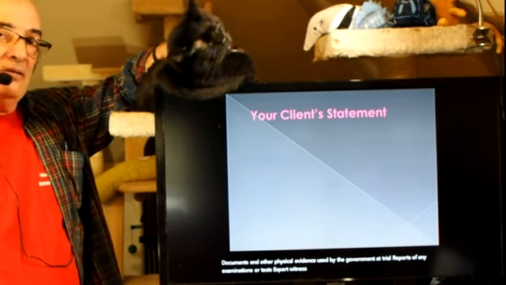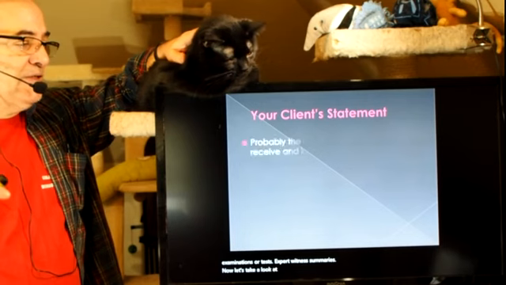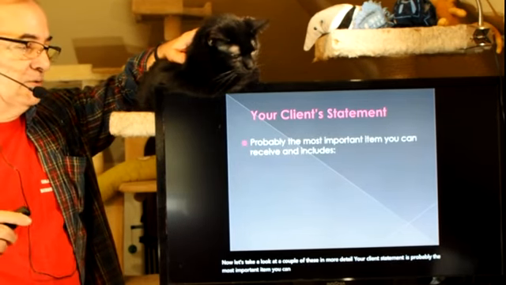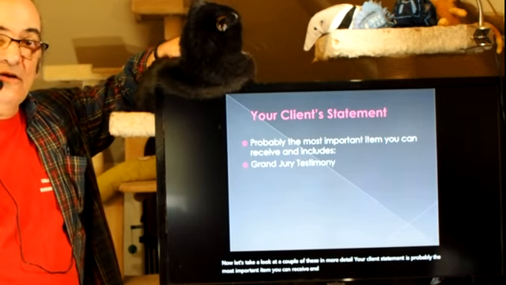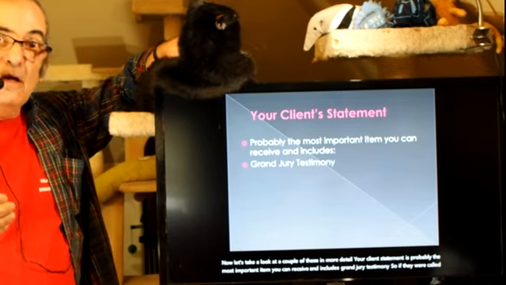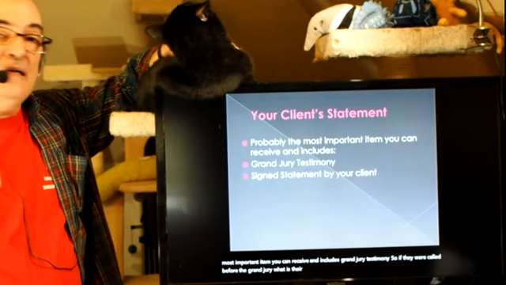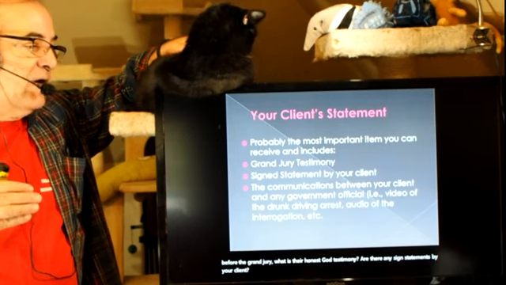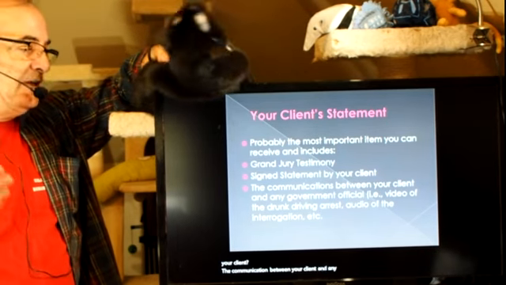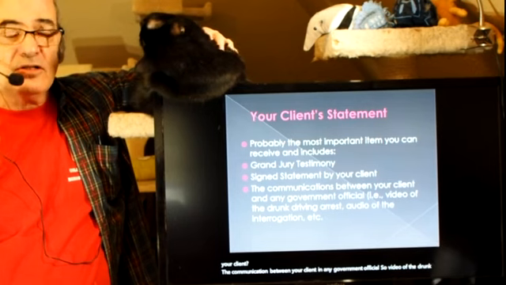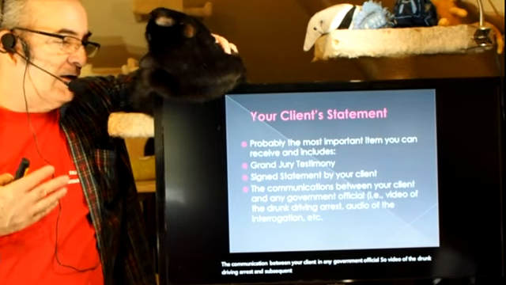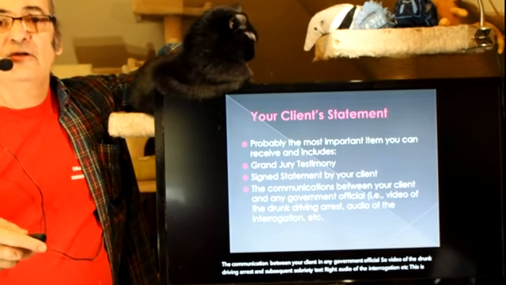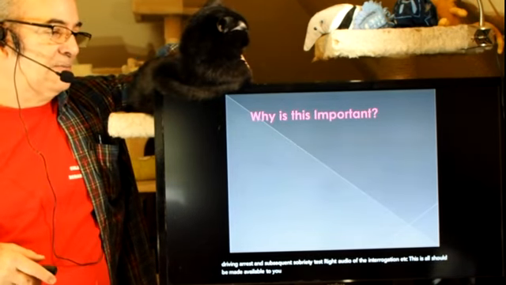Right? Now, let's take a look at a couple of these in more detail. Your client's statement is probably the most important item you can receive and includes grand jury testimony. So if they were called before the grand jury, what is their honest-to-God testimony? Are there any signed statements by your client? The communication between your client and any government official. So video of the drunk driving arrest and subsequent sobriety test, right? Audio of the interrogation, etc. This all should be made available to you to assist in preparing your defense.